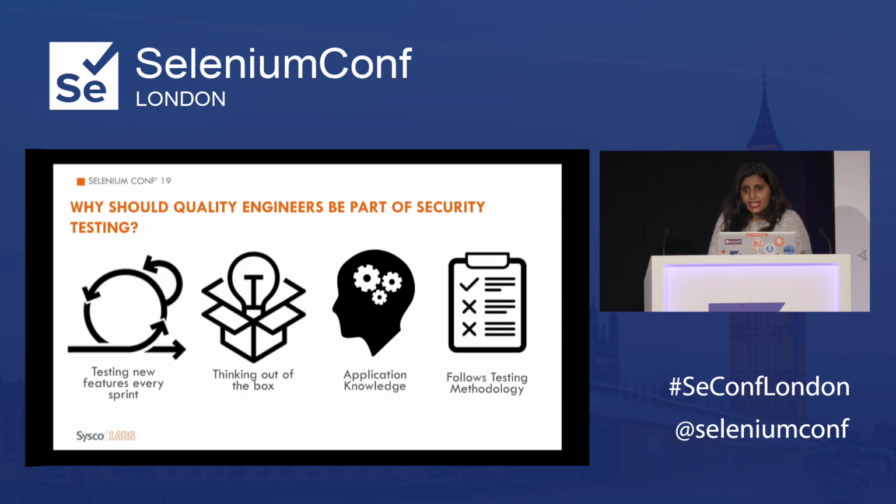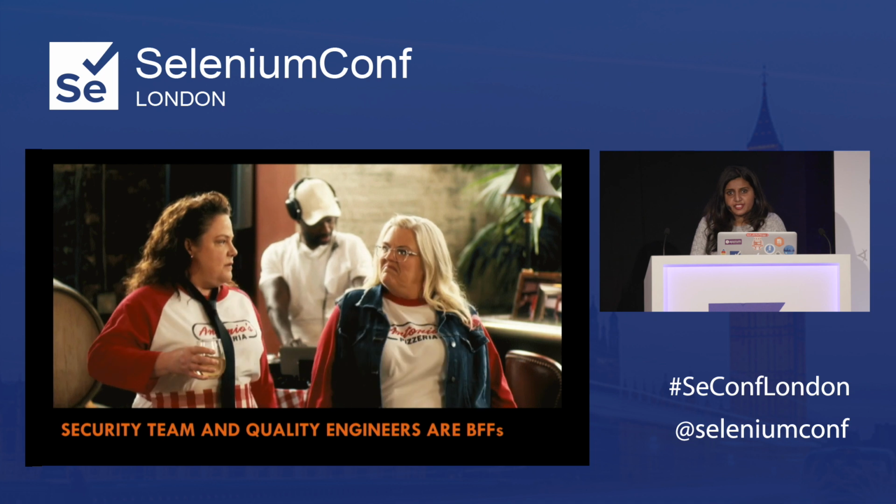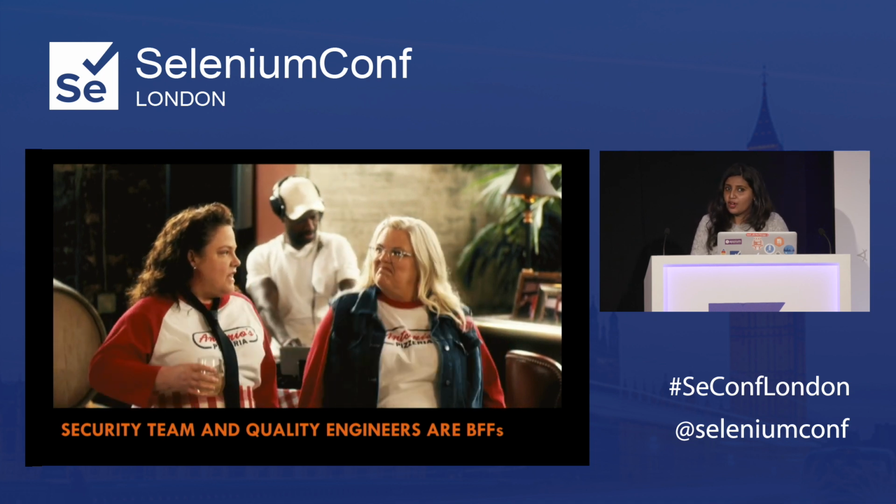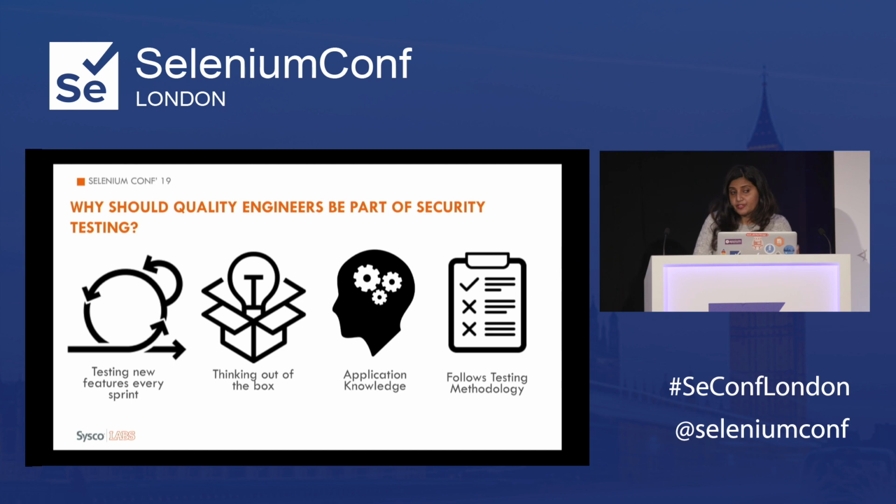So why did we select quality engineers? When we think about quality engineers and security testers, what they're basically trying to do is break the system before it goes live, so that they find the defects at an early stage, and obviously those defects are fixed. This is the basic idea. So literally, these BFFs speak the same language. That's why we've thought of having security testing part and parcel of the quality engineering process.